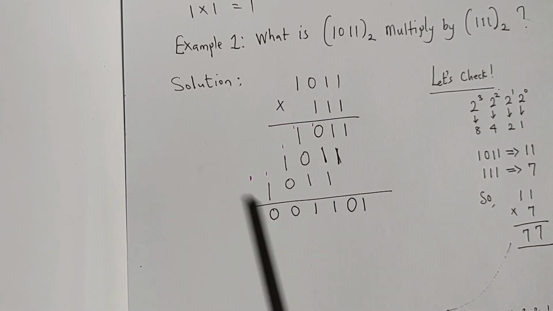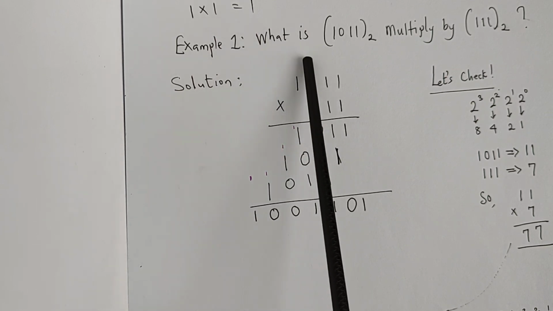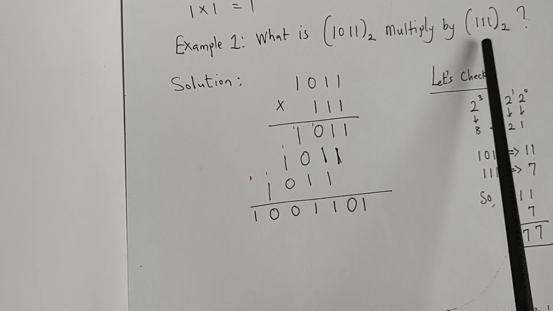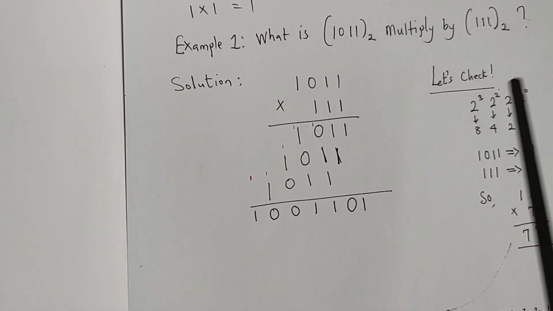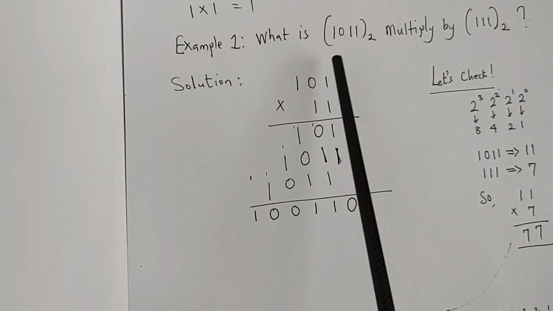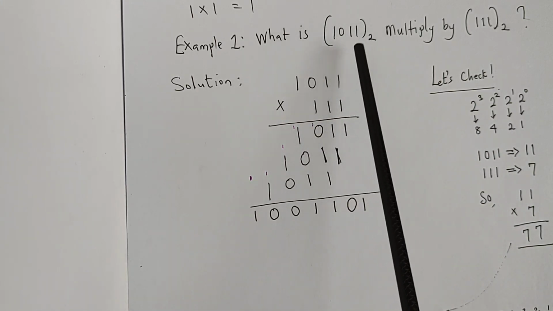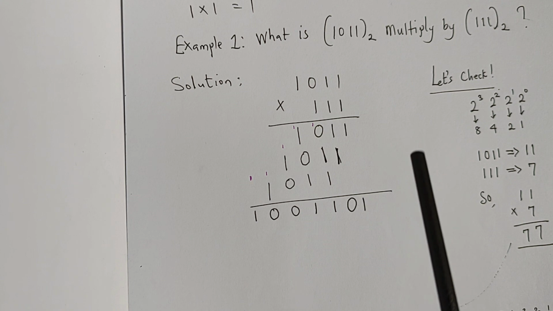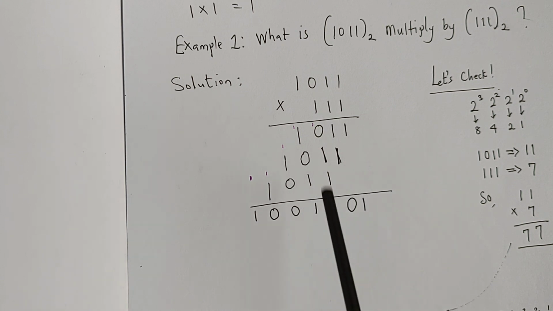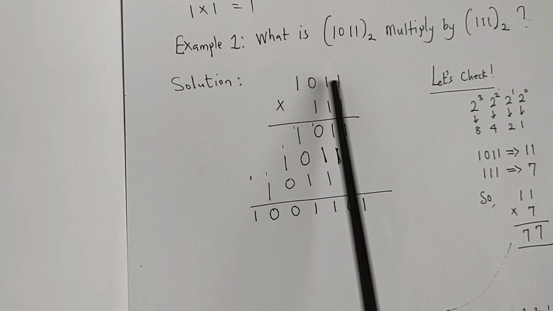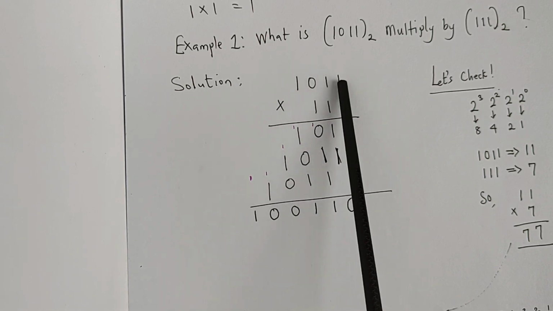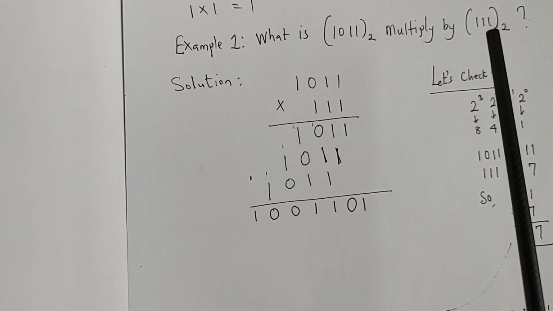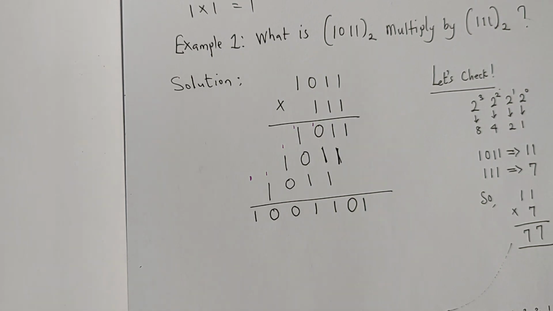Now the question says, example 1, what is 1011 base 2 multiplied by 111 base 2? This is what we're going to do. Now we know the equivalent of this value in decimal. We also know the equivalent of this value in decimal. Later on, we're going to do something to check if the operation we have carried out in multiplication is correct. Now the first thing we need to do, we say this is the larger number, which is 1011 multiplied by 111. Now let's go. We start with the last value from the right.